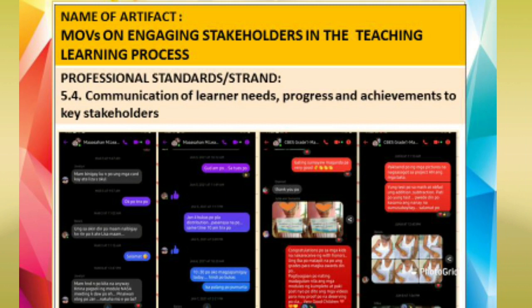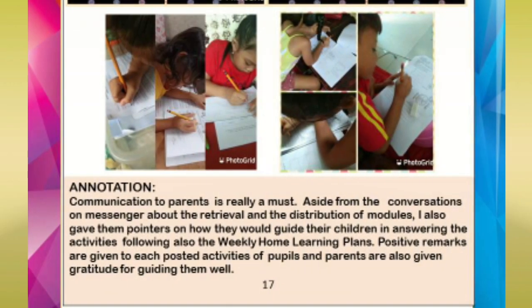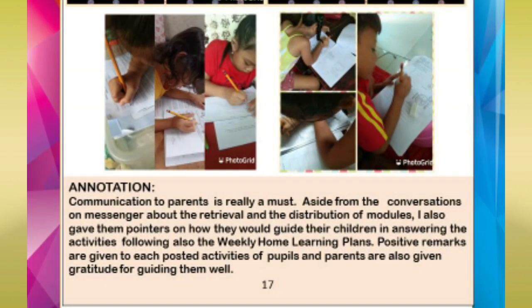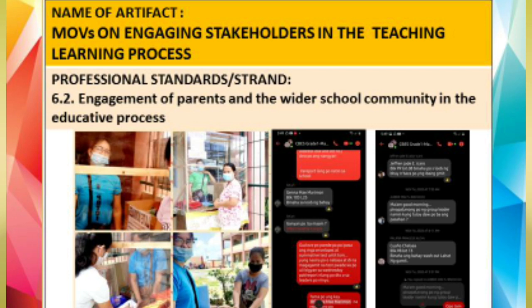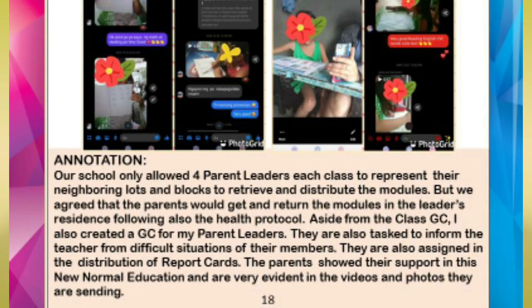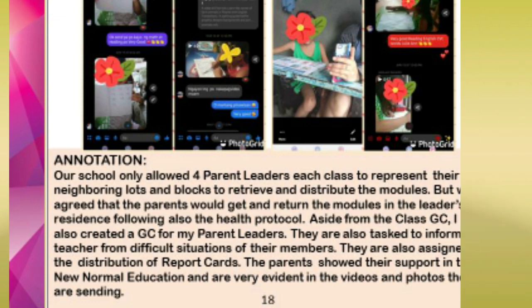5.4 Communication of learners' needs, progress and achievement. So conversation with parents and guardians. Photos showing progress of their children. Then finally, 6.2. So these are conversation with parents or parent leaders while dropping off their modules. Blur names and photos of parents or guardians to protect their privacy.